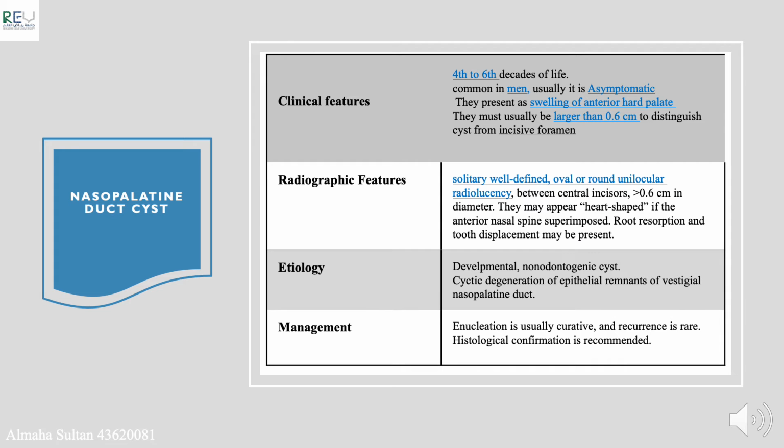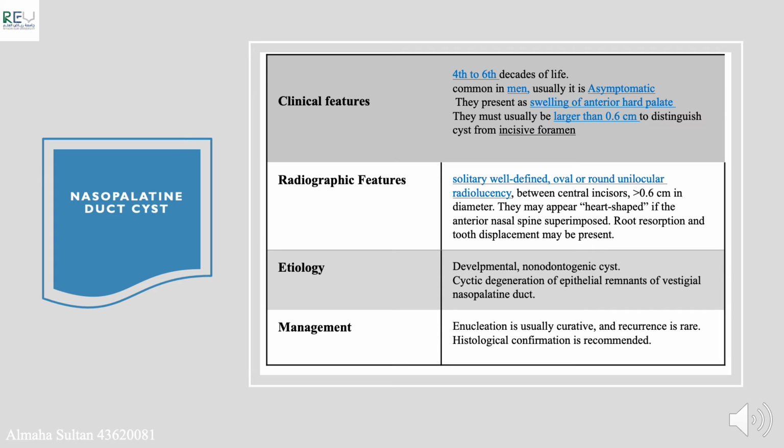I will present our differential diagnosis, starting with nasopalatine duct cyst. The nasopalatine duct cyst may develop at almost any age, but is most common in the 4th to 6th decade of life. It is common in men. Usually it is asymptomatic. They present as a swelling of the anterior hard palate. They must usually be larger than 0.6 centimeters to distinguish a cyst from the incisive foramen.